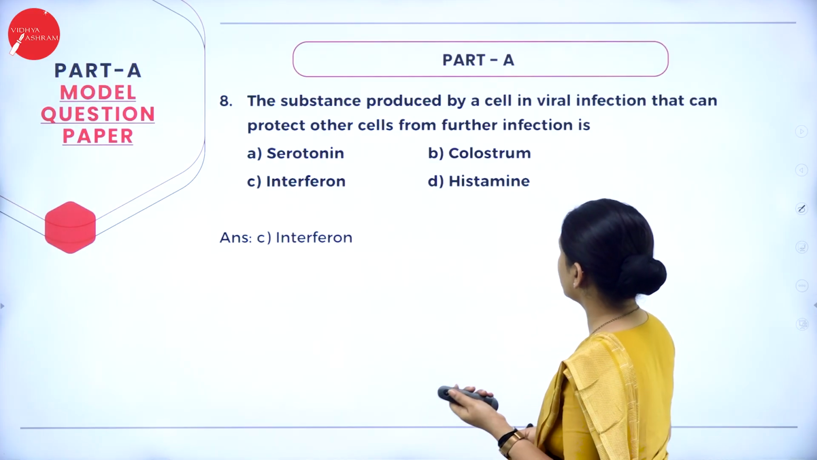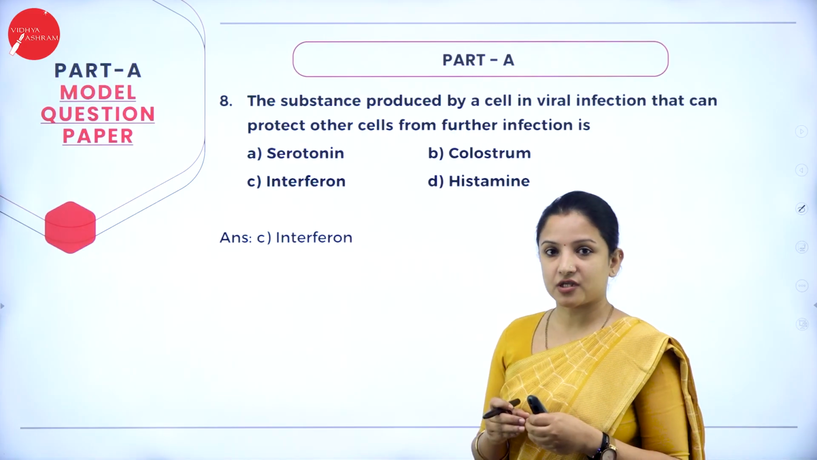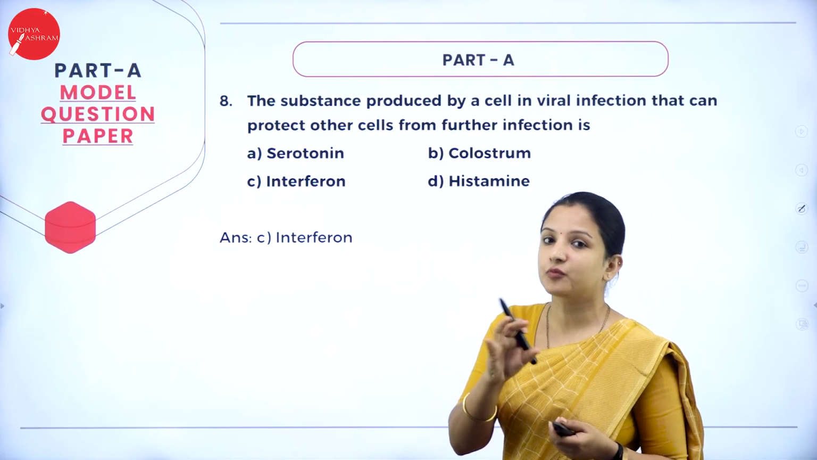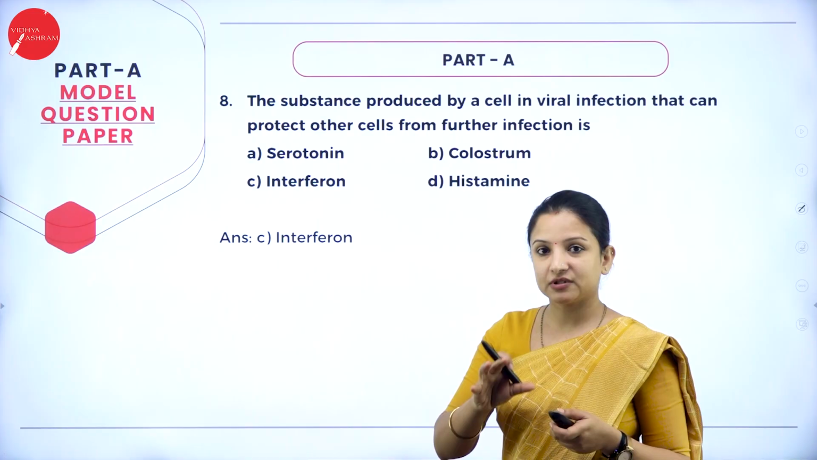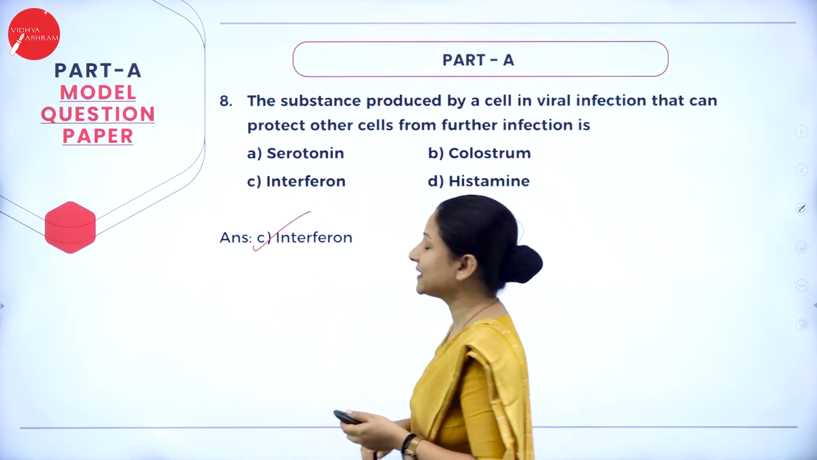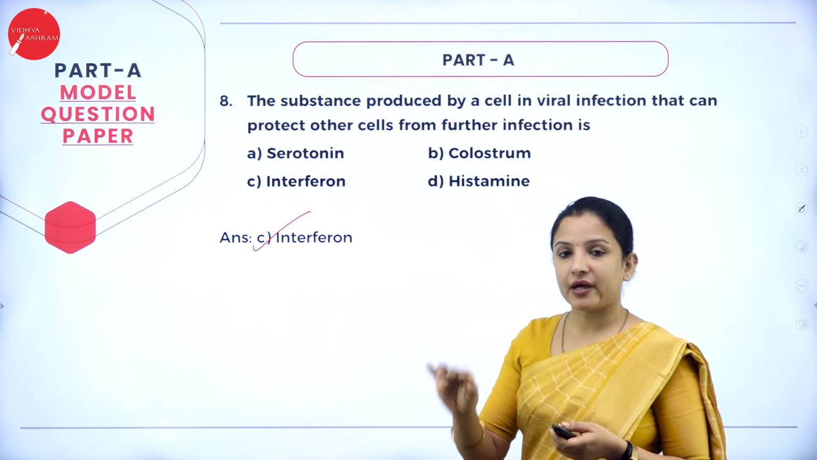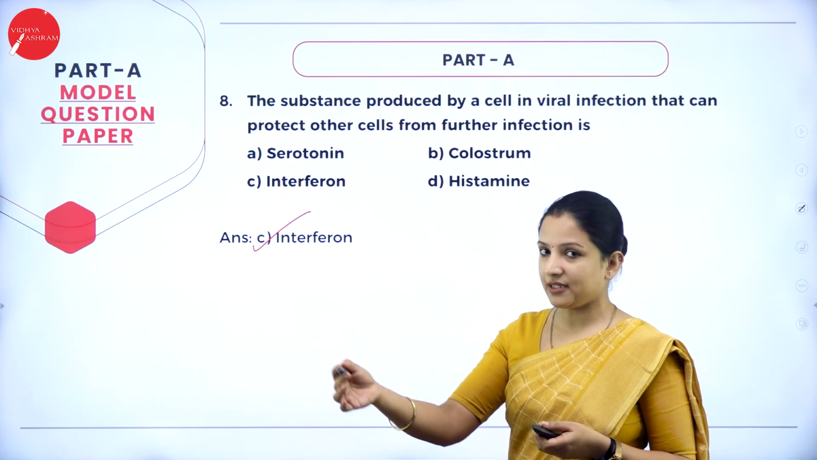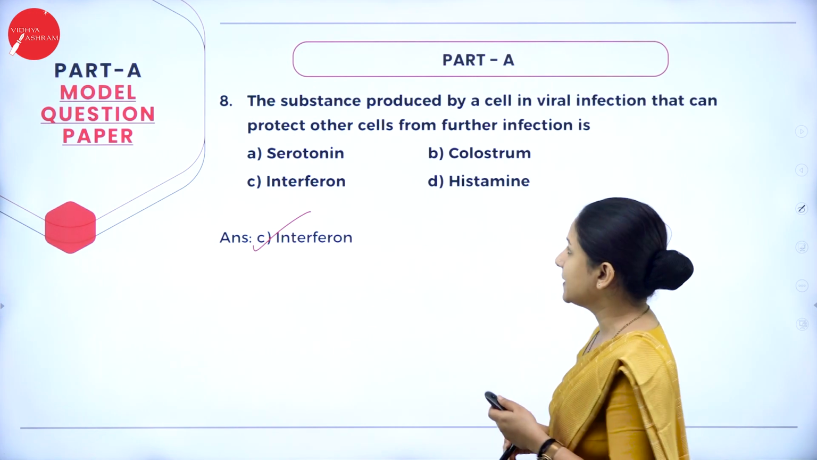But what is the question here? Whenever there is a viral infection happening, how do the neighboring cells protect themselves? They protect themselves by producing alpha interferon. So the answer here is interferons, so that the virus cannot spread to the neighboring cells. So interferon is the answer here.